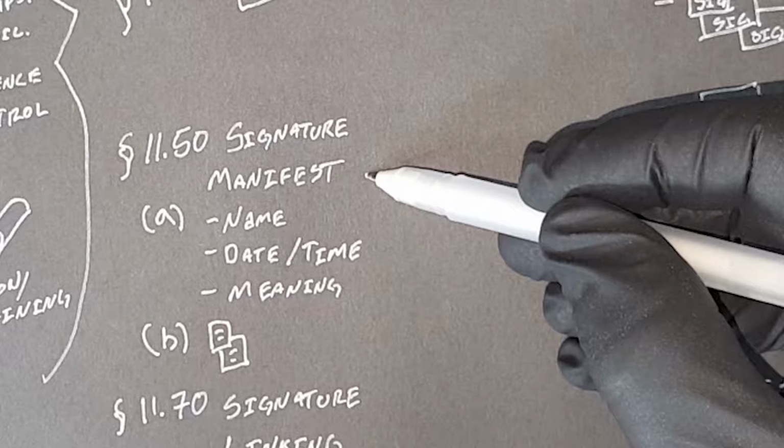Okay, moving on to 11.50, signature manifestations. All signatures need to state the name of the signer, the date and time when the signature was executed, and the meaning, such as what's being signed. Is this a review? Is it an approval? Is it an authorship? Whatever that is, it must be defined there. Now, it's important to state that these three things, the name, the date and time, and the meaning, are all a record. These are quality records, and they must be maintained as such.